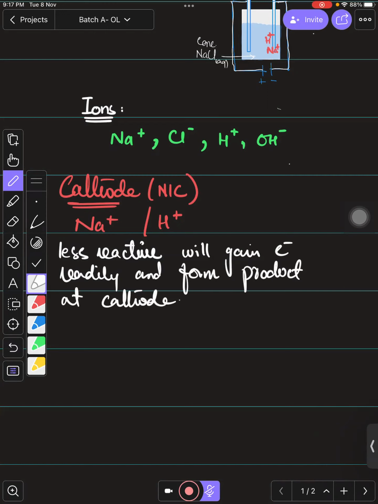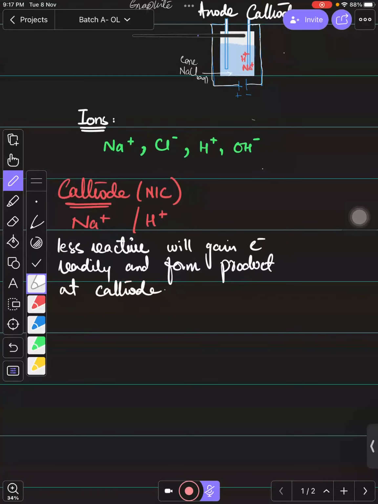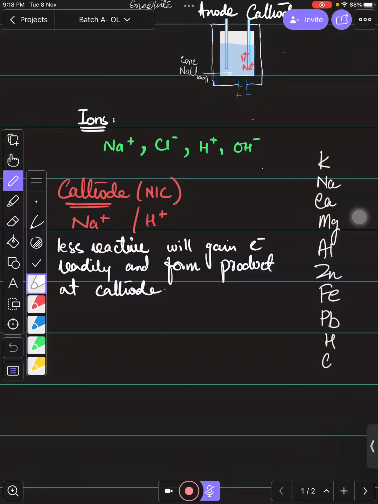And what is the reactivity series that you need to remember? Yes, you need to learn the reactivity series I am showing over here: potassium, sodium, calcium, magnesium, aluminum, lithium, zinc, iron, lead, hydrogen, copper, silver, and gold. You need to remember this for cations, or for cathode as well. आपके पास cathode पे हमेशा वो product बनाता है जो कि less reactive होता है.